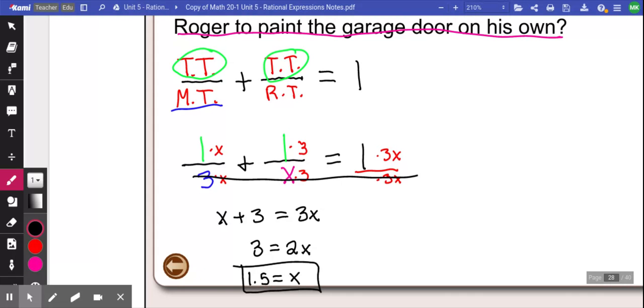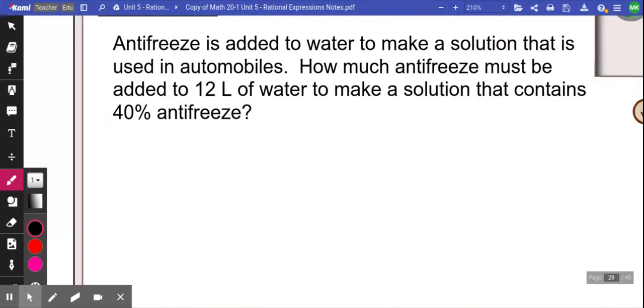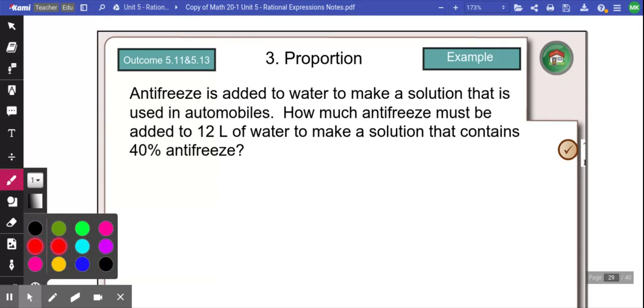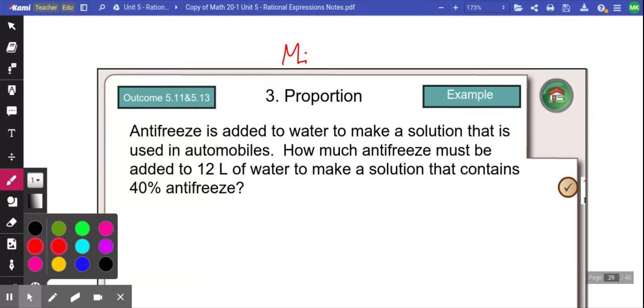All right, last type of problem we have, and it's the last example we're going to do, is a proportion problem. So this is when they're mixing something. So whenever you're mixing something. Okay, and it could be anything. This is antifreeze in water. Sometimes it's oil in water. Sometimes it's like sugar and, I don't know, salt. That's a weird mixture. I don't know. It could be anything. Anything that's mixing is going to be one of these proportion problems.